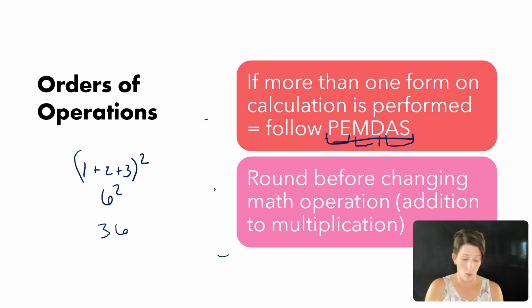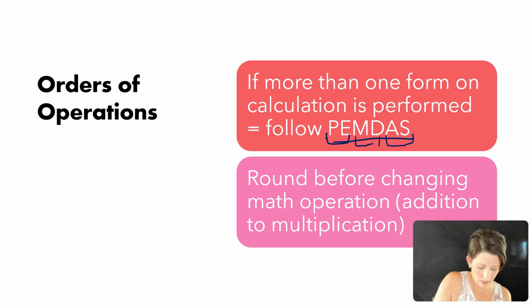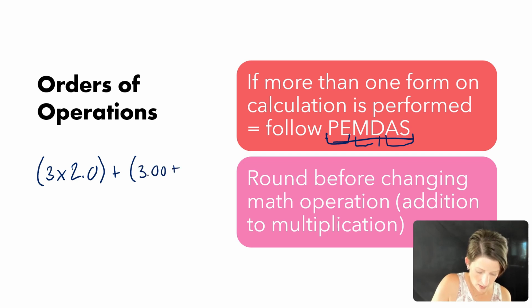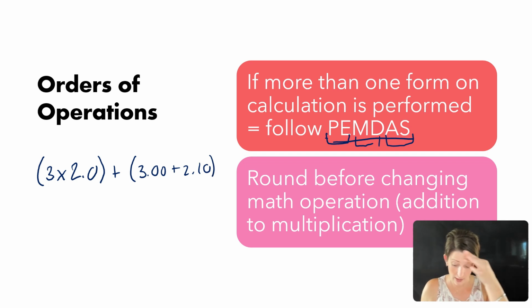So if we have addition in these parentheses, I must follow addition rounding rules prior to moving on. So if we have (3 times 2.0) plus (3.00 plus 2.10). I am pushing my limits of doing math on the spot right now.